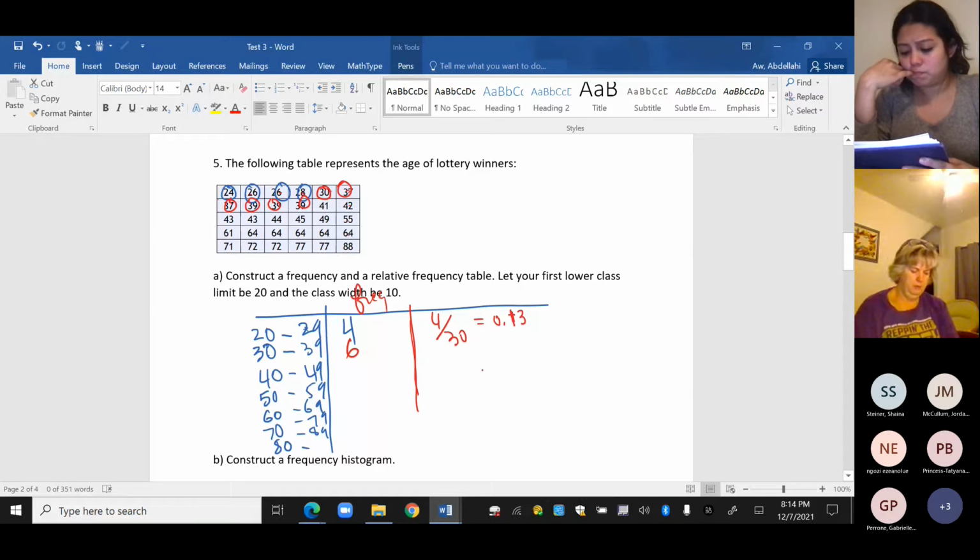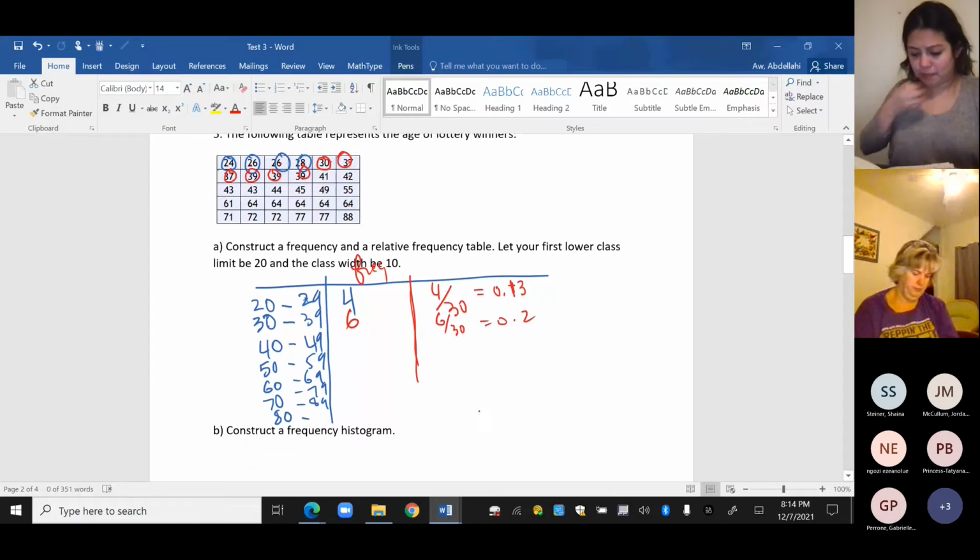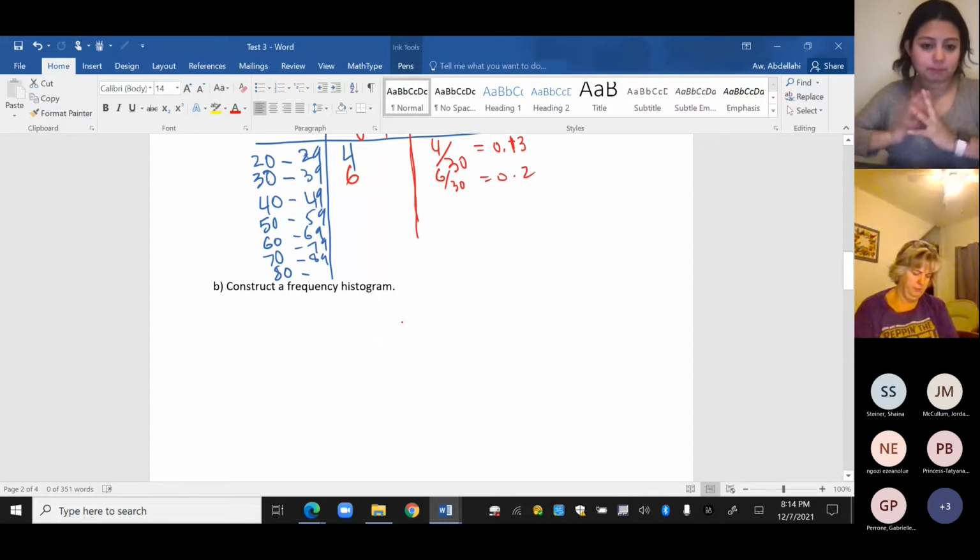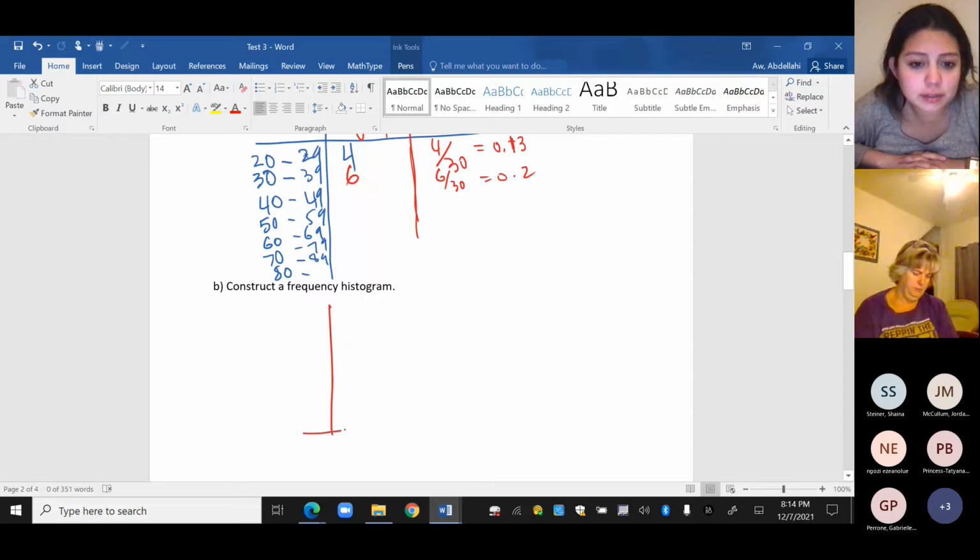0.13, which is 13%, right? This one you do the same. 6 divided by 30 is 0.2, right? Etc. Etc. So now the frequency histogram, what I just wanted to point out is this.